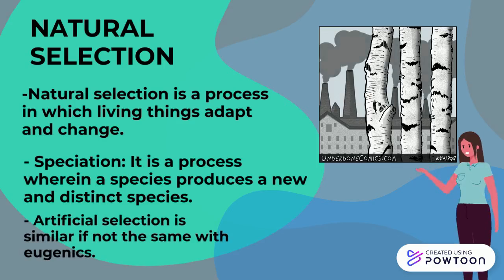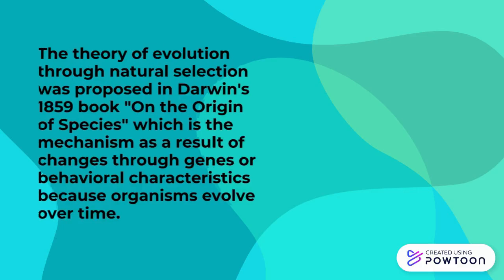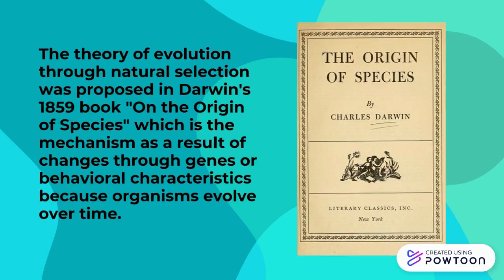Darwin's natural selection rivaled artificial selection. Artificial selection is similar, if not the same, as eugenics. The theory of evolution through natural selection was proposed in Darwin's 1859 book On the Origin of Species, which is the mechanism as a result of changes through genes or behavioral characteristics because organisms evolve.